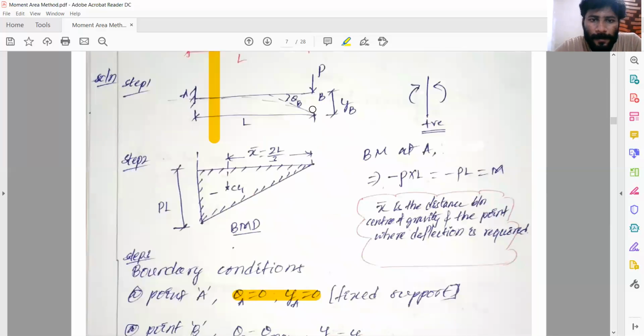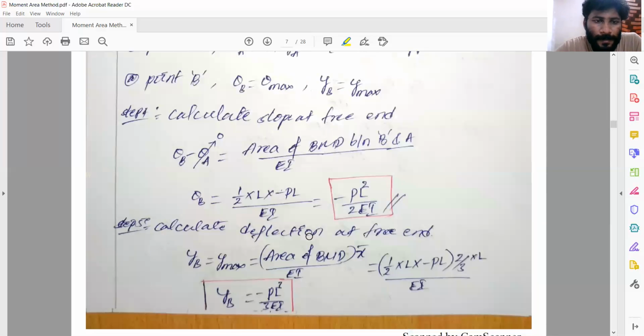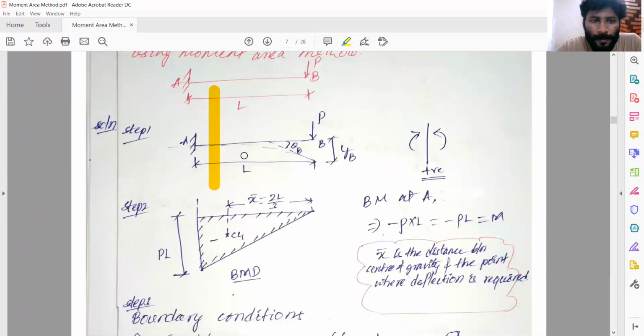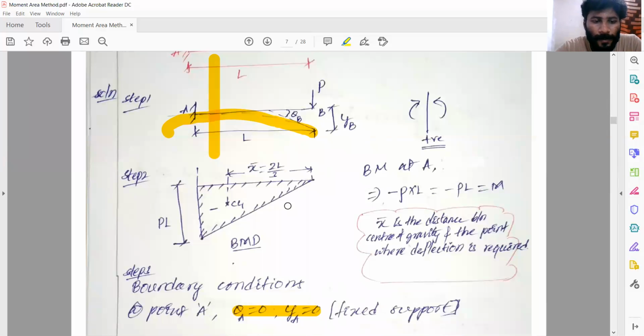To calculate the slope at the free end, I said we have to use moment area theorem 1 for the slope. What it says is the change in slope between 2 points. Suppose this is one point and this is another point, and my elastic curve is something like this, right? The slope at this point, we all know, is 0. So I have to take the slope between 2 points. Among those, one point is what we have to find, and the other point is where the slope is 0, so that it is easy to find the slope at the free end.